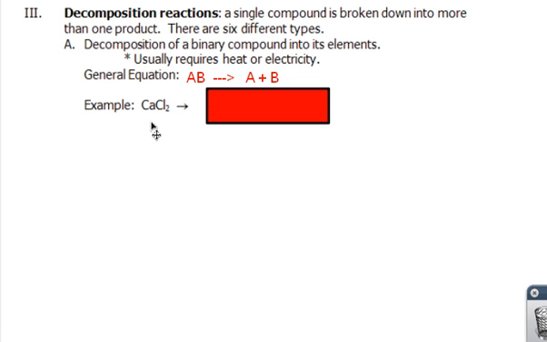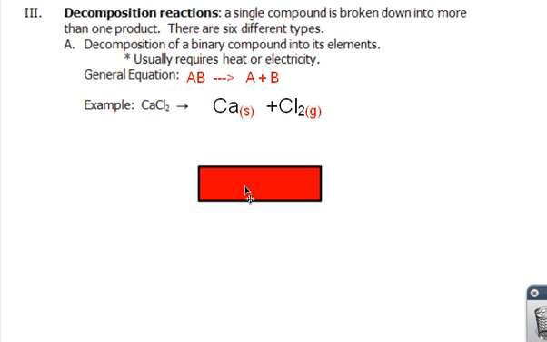So the pieces for calcium chloride. Calcium chloride. What are the two pieces to calcium chloride? Calcium and chlorine. And when we break them apart, we've got to take them to their natural states of matter. Calcium's almost always a solid. Chlorine is a gas. Also, chlorine falls in that category of diatomics.